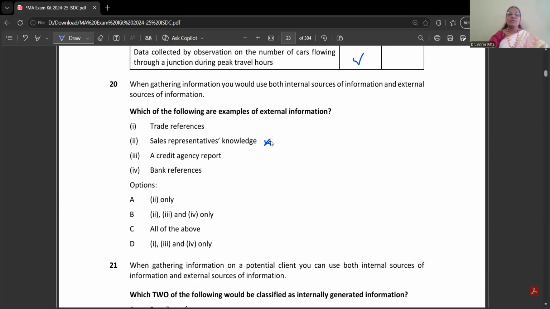So any kind of information which is provided by internal parties will not be part of external information. All other things, that is trade references, we see external entity, then credit rating agency, credit agency report, bank references. These three things, 1, 3, and 4, are examples of external information. So D is the right answer.